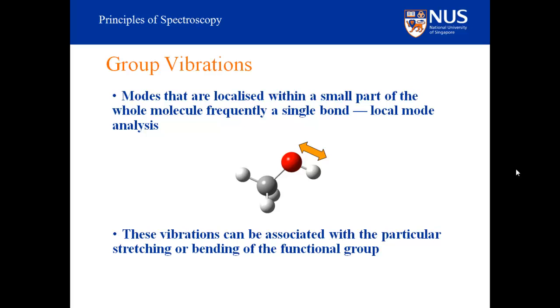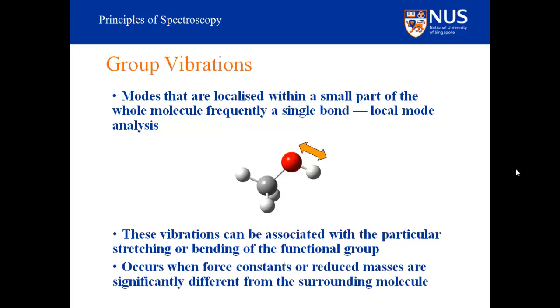The largest amplitude of any normal mode of the OH stretch will be pretty much the motion of the oxygen and hydrogen atoms. There will be a little bit of association with the motion of the carbon and hydrogen atoms, but it is so small that we can consider it to be virtually separate. And this is what we call a group vibration. And it is generally occurring when the force constants or reduced masses are significantly different from those of the surrounding atoms or groups.